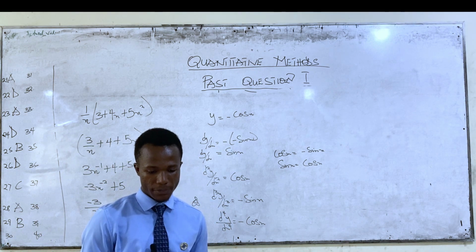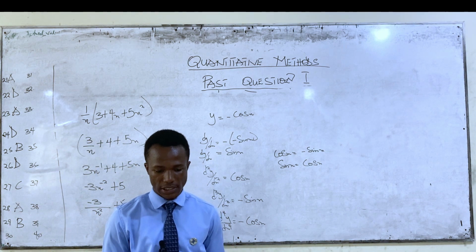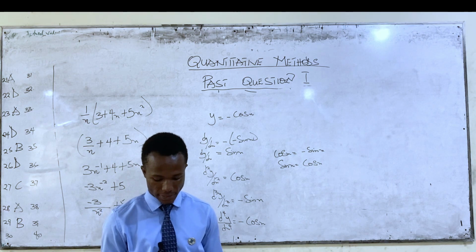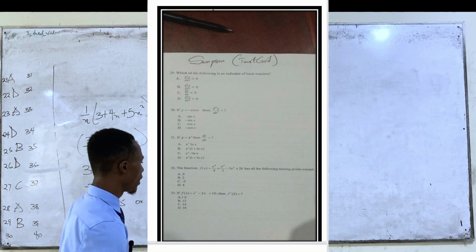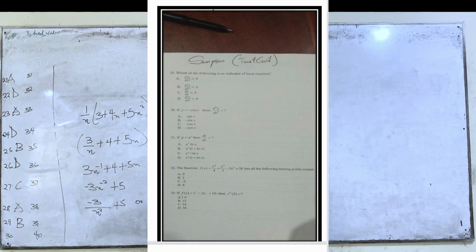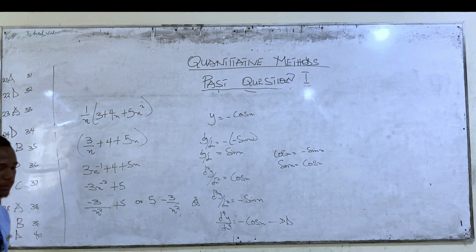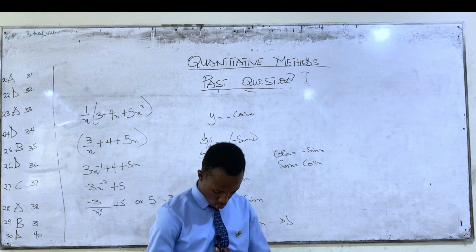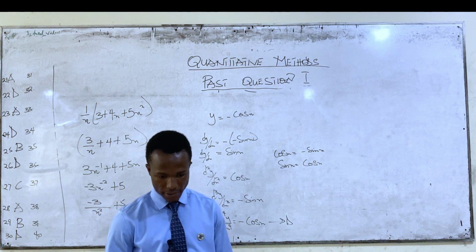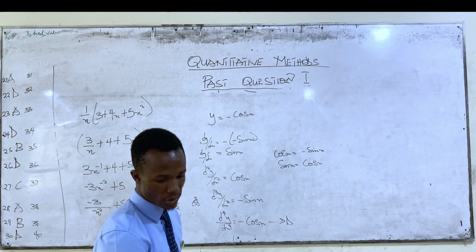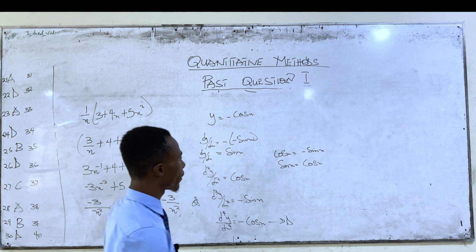So the answer for it is negative cos x. And question 30, the answer is D. Are you good? All right. So let's look at question 31.